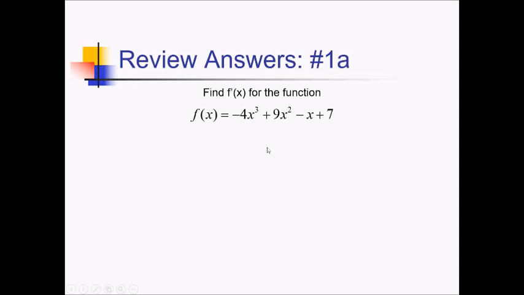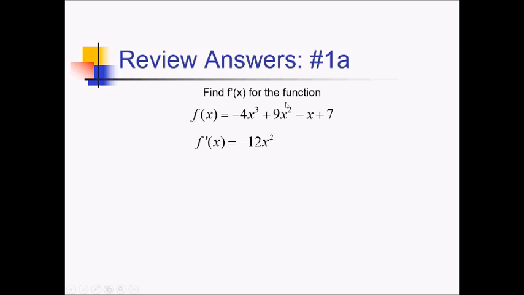So on this problem, we're just trying to find the derivative of this function. Since these are all power terms here, we can just use our power rule. To use that, we multiply the exponent by the coefficient. So 3 times negative 4 is negative 12. And then decrease the exponent by 1. So this would be negative 12x squared. And remember, you can only do this when you have a constant exponent.